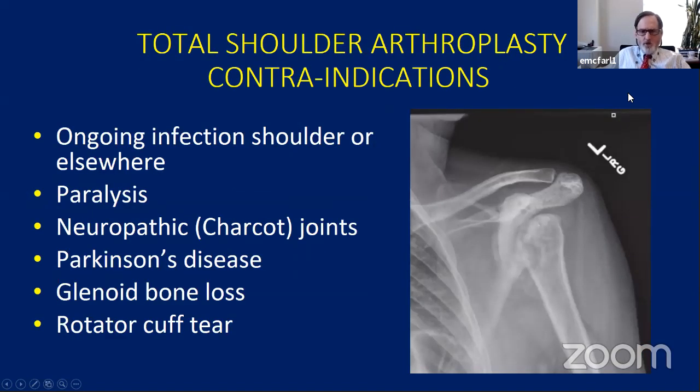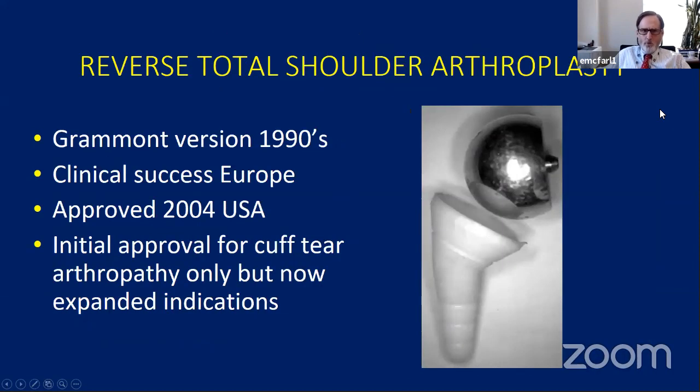So the contraindications for any arthroplasty basically are ongoing infection anywhere, paralysis, such as say after a stroke or from a cervical spine injury, neuropathic joints, Parkinson's disease. The trouble with Parkinson's is that they shake a lot, and they can shake the implants loose. Glenoid bone loss I mentioned, and also rotator cuff tears. So the indications for total shoulder have become fairly narrow.